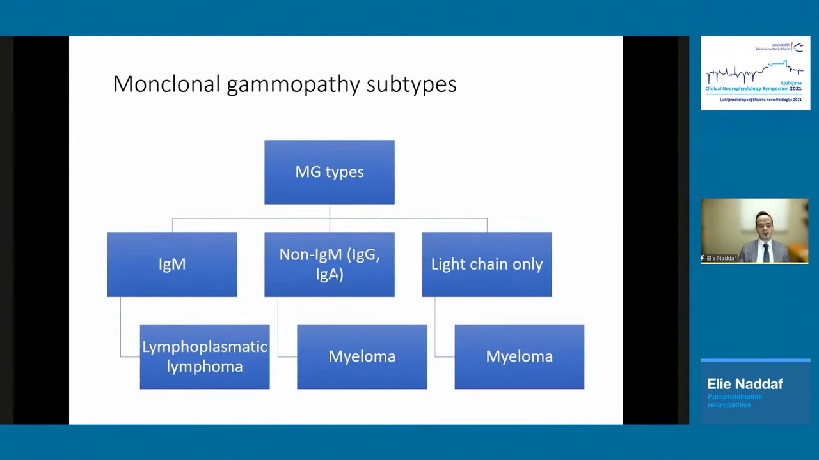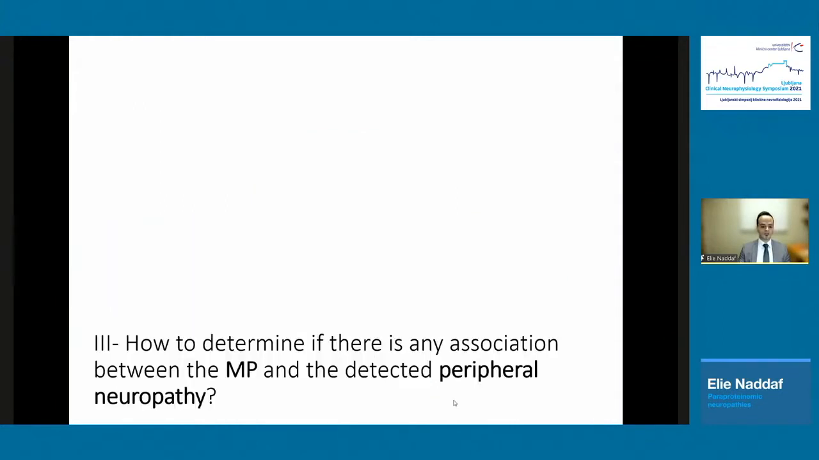We also classify them this way because they have a different rate of progression into hematologic malignancy, with IgM being the highest risk and light chain only being the lowest risk, but we're not going to get into that today as well. Just keep in mind that any type of monoclonal protein, heavy or light chain, can cause amyloidosis.